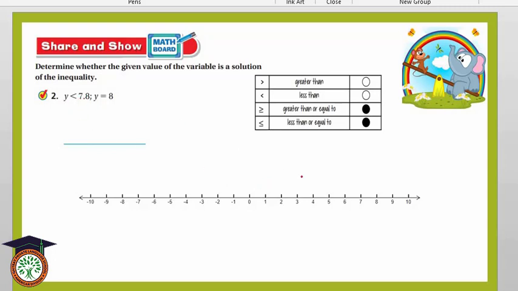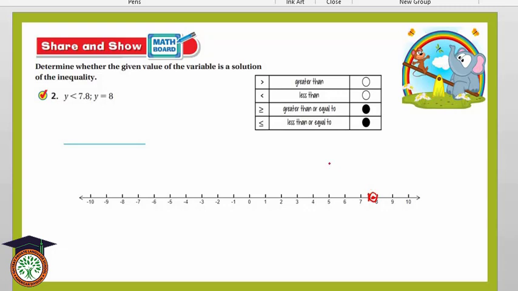Where is 7.8? Let's look here. We have 7 and 8. It's more than half. So if here I have a dash representing 7.5, then 7.8 is somewhere here. Then I'm going to draw a circle around my number, 7.8. Is this circle open or closed? Look at this table here. Less than, it's open. Since I don't have an equal, less than or equal to, it will be an open circle. This is the first part of my graph.